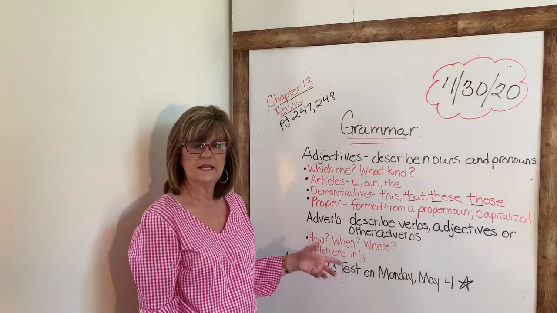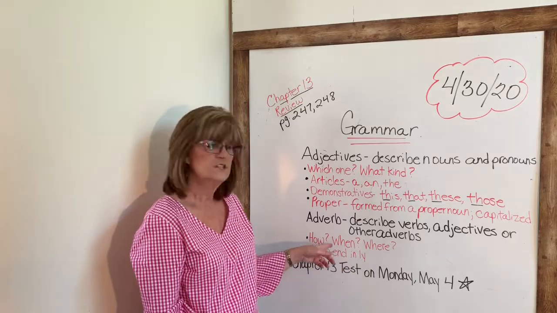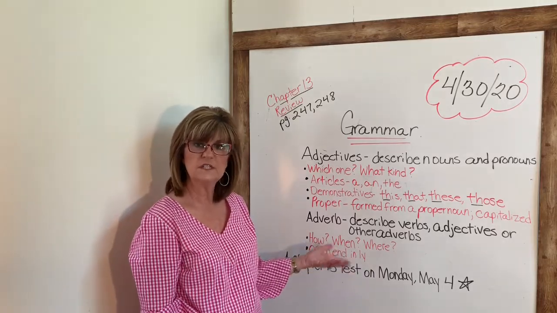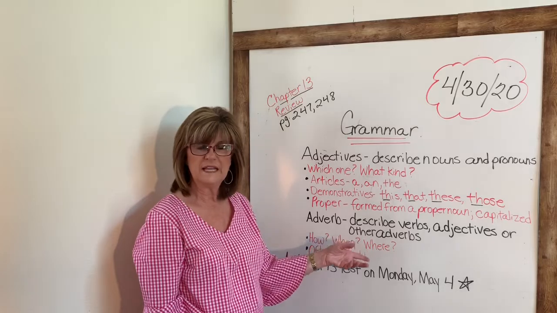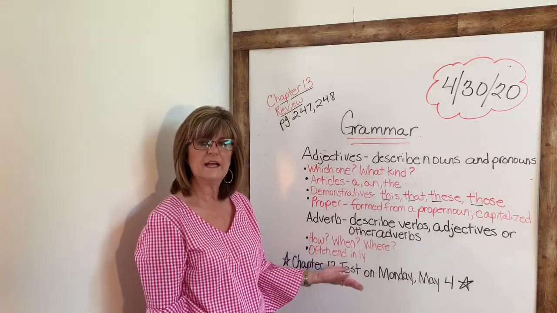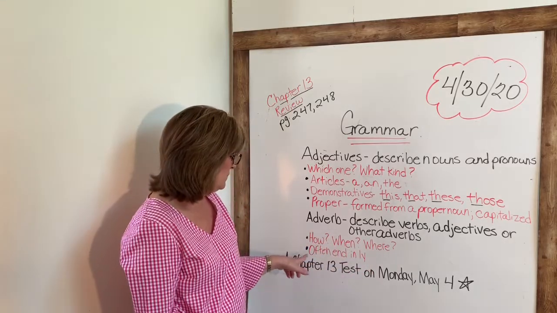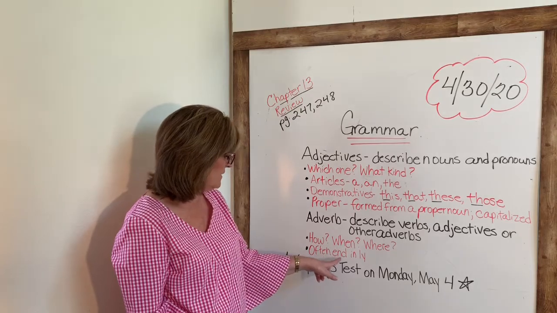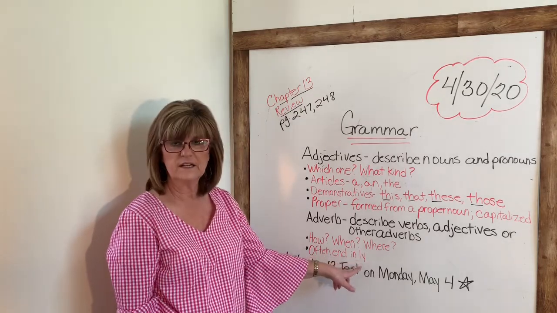He ran quickly. How did he run? Quickly. She left early. When did she leave? Early. We played outside. Where did we play? Outside. And then remember, our clue that we have is that they often end in the letters ly.